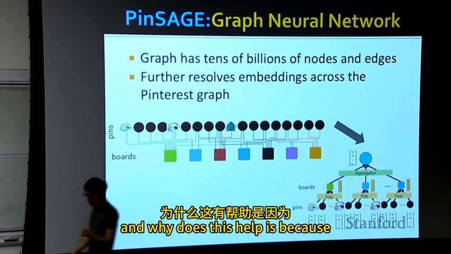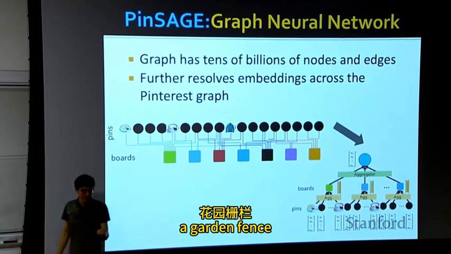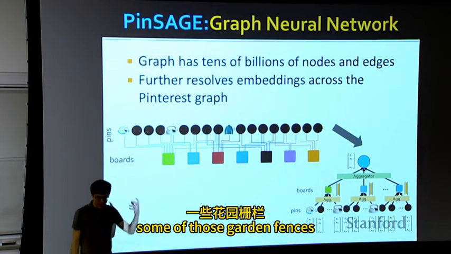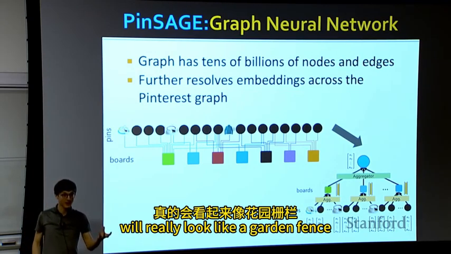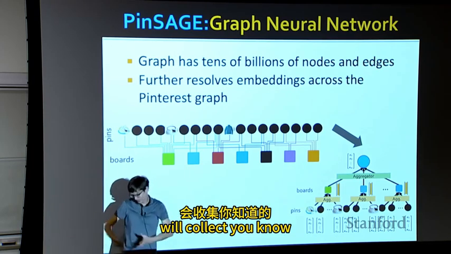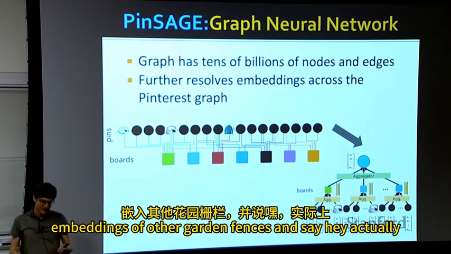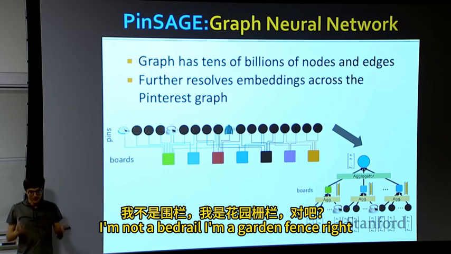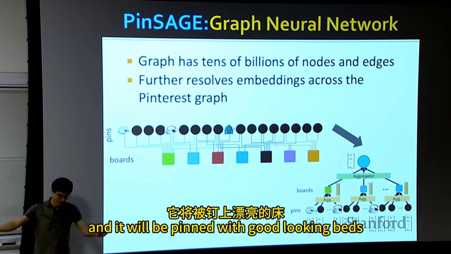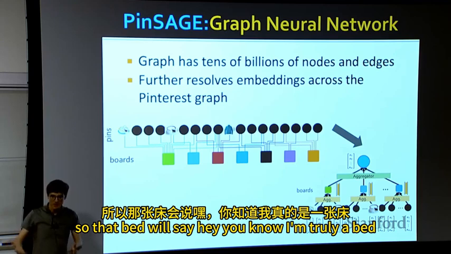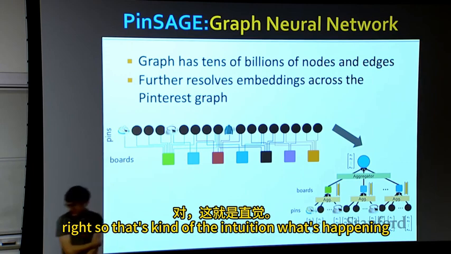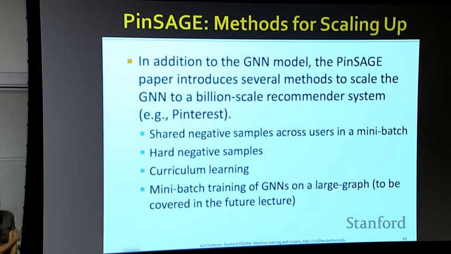And why does this help? Because a garden fence is going to be pinned with other garden fences. Some of those garden fences will really look like a garden fence. So even the garden fence that seems to look like a bed railing will collect embeddings of other garden fences and say, hey, actually, I'm not a bed rail, I'm a garden fence, right? And a bed will say, what am I pinned with? And it will be pinned with good-looking beds. So that bed will say, hey, I'm truly a bed, right? So that's the intuition of what's happening here.